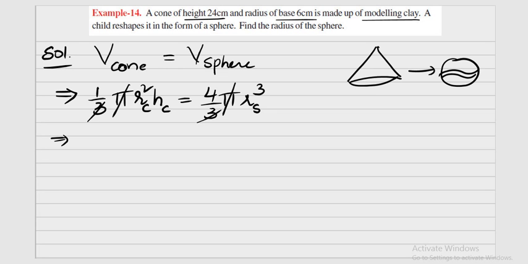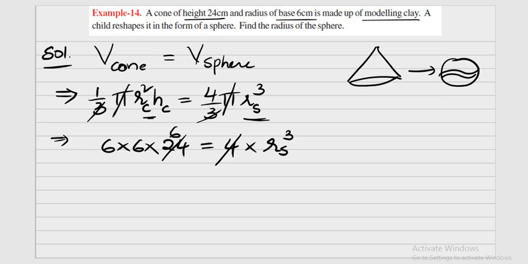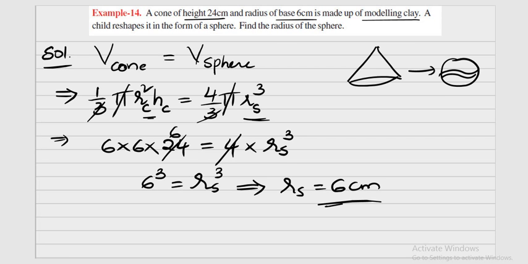Now substituting the values, what is radius of cone? Radius of cone is given as 6, so 6 into height of cone, which is given as 24, is equal to 4 into, since I need to find radius of sphere, rs whole cube. So this 4 cancels into 24 how many times? 6 times. So on left hand side we have 6 cube equal to rs cube, which implies rs is equal to 6 centimeters. So clearly, what is the radius of sphere? The radius of sphere is 6 centimeters.